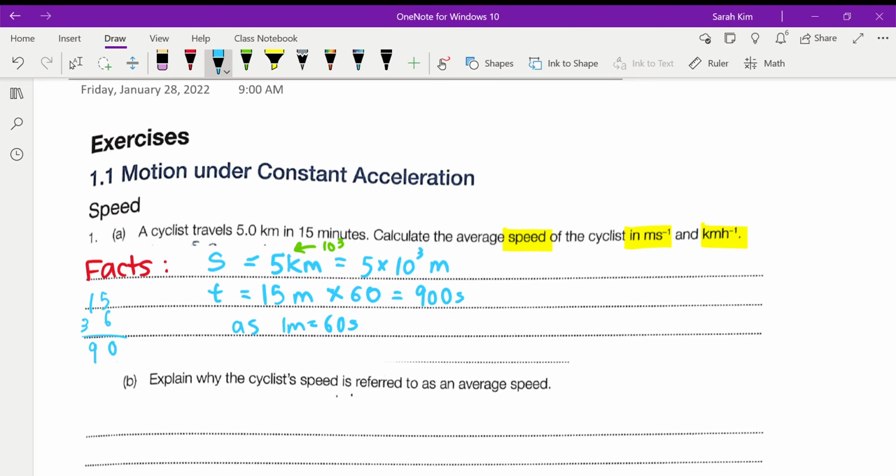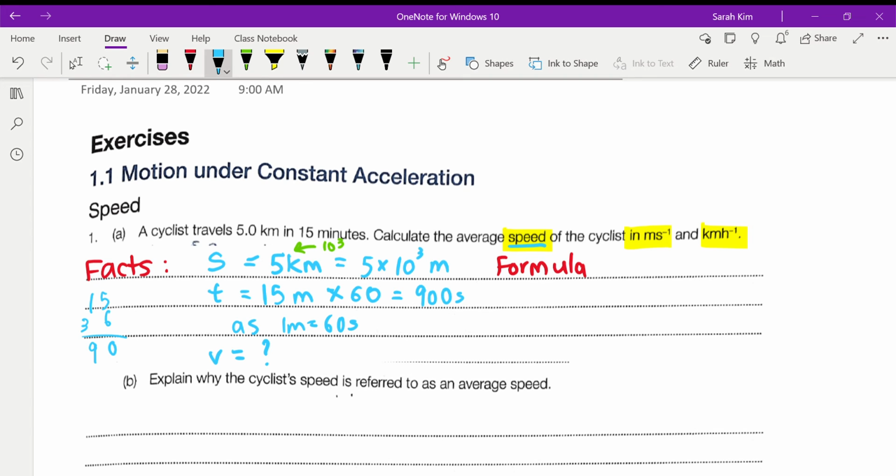So once we've got the facts, remember we've got to do the formula. Right, speed, we're trying to find the speed. Again, if you want to, in your facts, write what we're trying to find as a little question mark, you're more than welcome to. So that's where I would start.